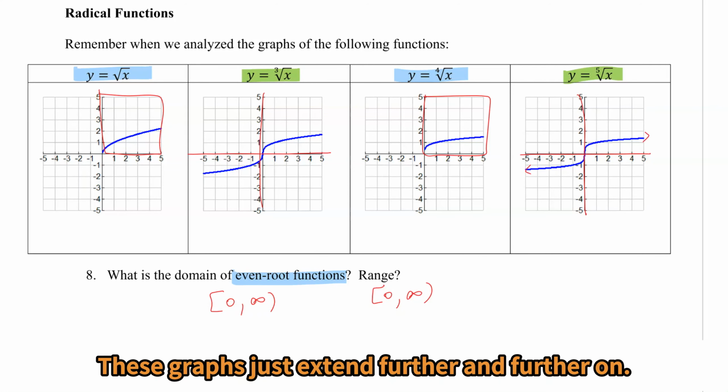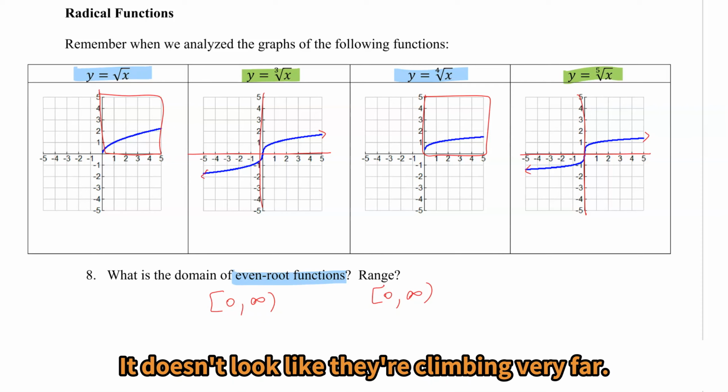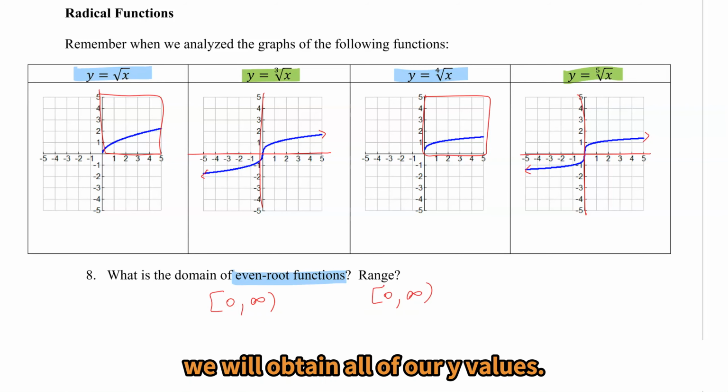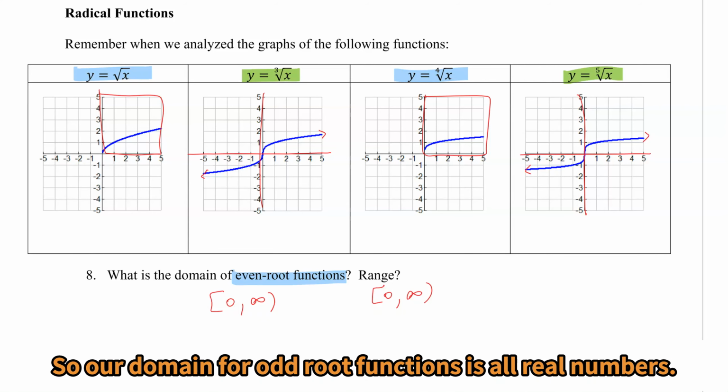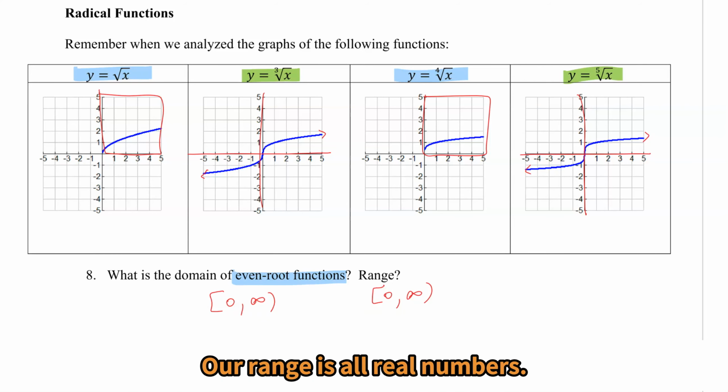These graphs just extend further and further on. It doesn't look like they're climbing very far, but if we go far enough out, we will obtain all of our y values. So our domain for odd root functions is all real numbers. Our range is all real numbers.